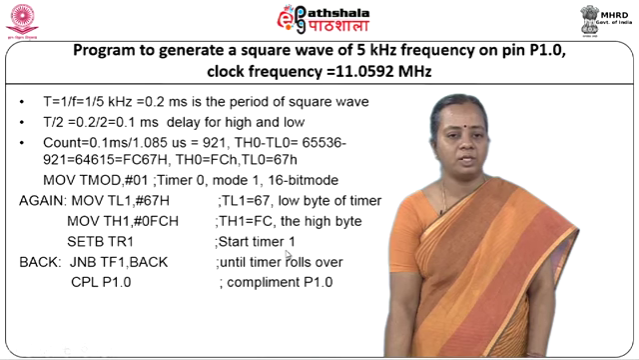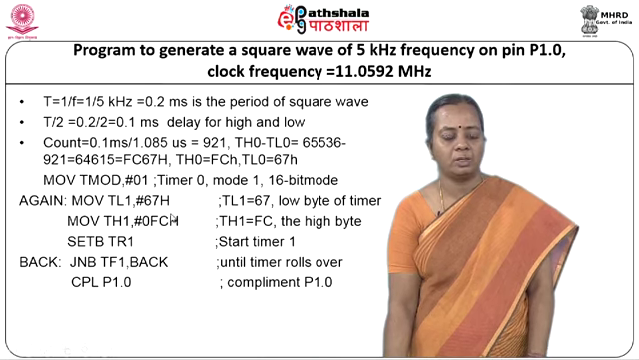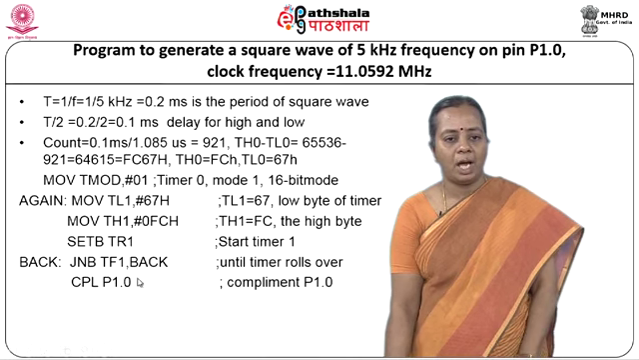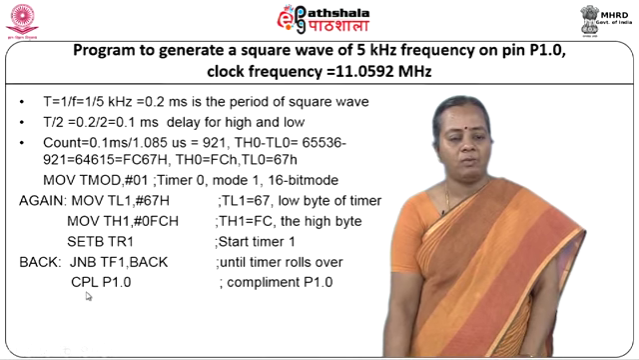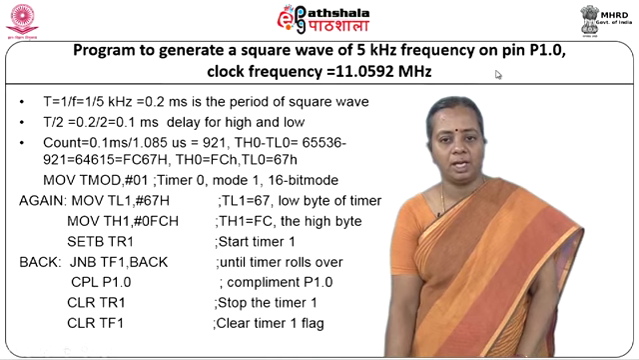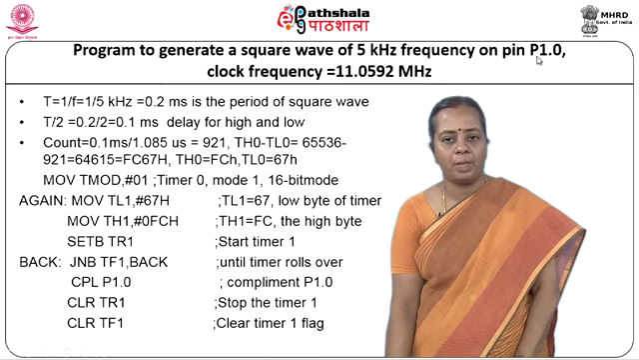Now the timer is started. It starts counting, and until it gets an overflow, I have to wait. So with JNB TF1 we check the TF flag again and again till I am getting a 1. When I am getting a 1, I will come over here where I have toggled my P1.0. That means I am generating a square wave at P1.0.